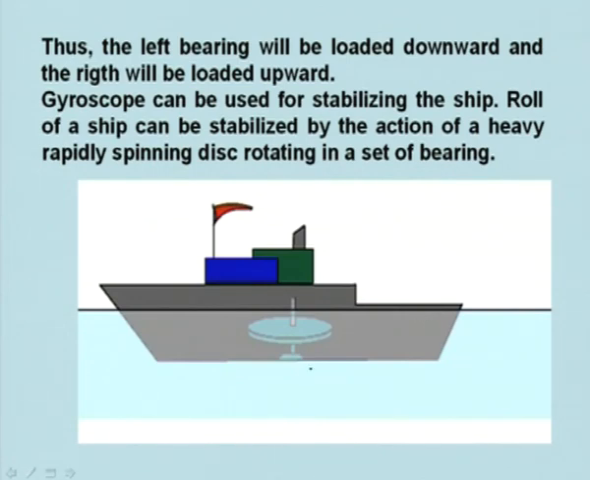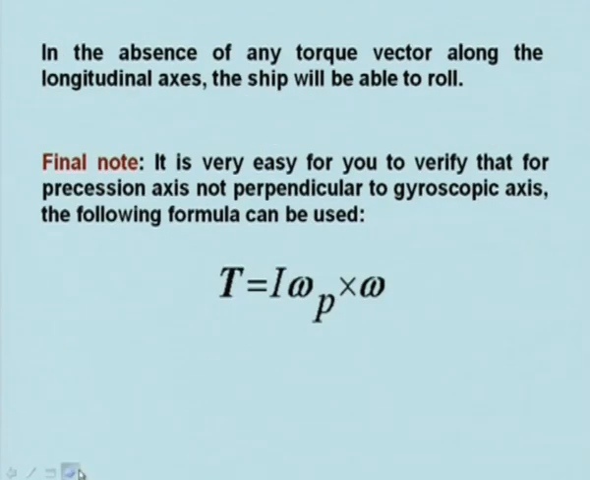Now suppose the ship tilts, so the angular momentum will change. For that there has to be the presence of a heavy torque. That torque cannot be provided, so the ship remains stable. In the absence of any torque vector along the longitudinal axis, the ship will not be able to roll.